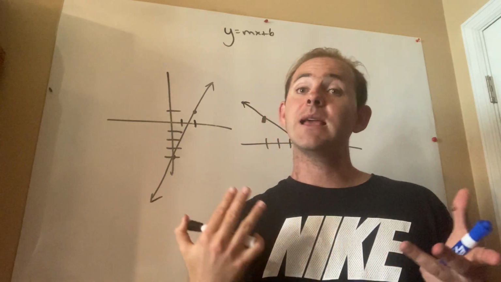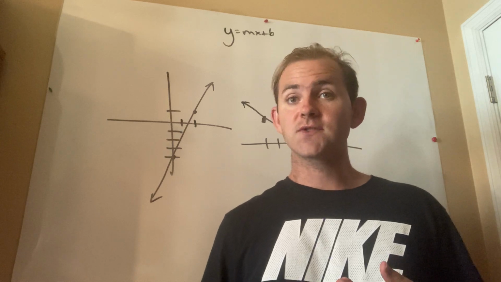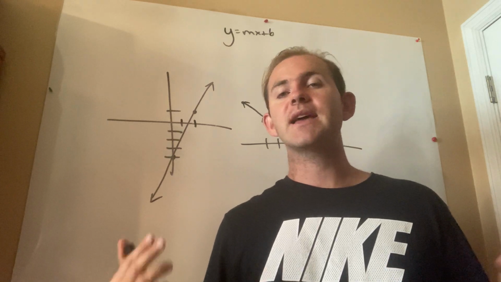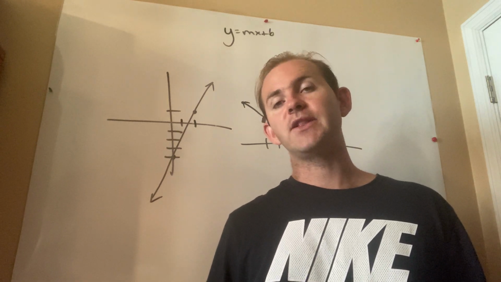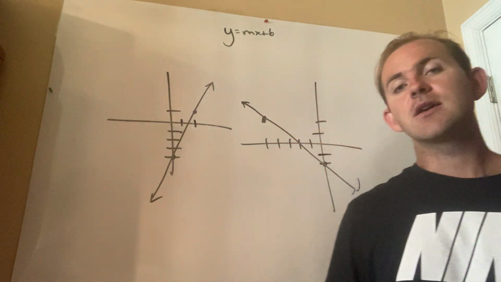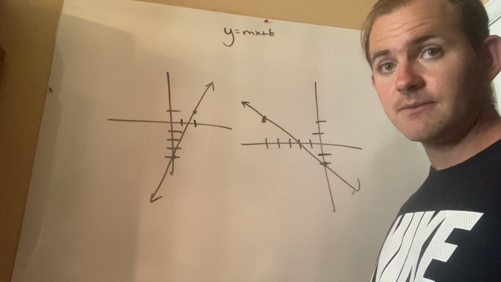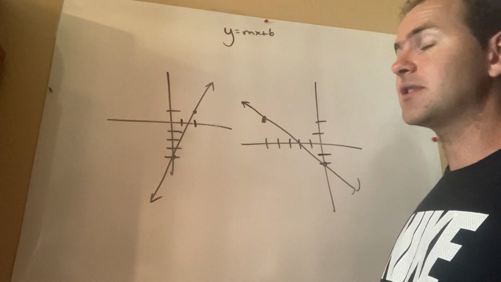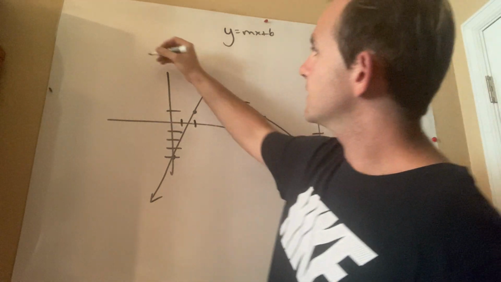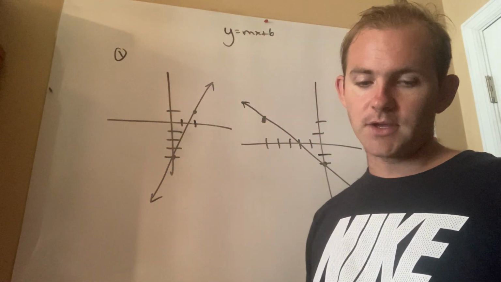Now, one thing that you may have to be prepared to do on the EOC in some form or another is you may have to be able to write the equation of a line given its graph. The easiest way to do that is to use the rise over run for slope and then to read the y-intercept off the graph. Let's take, for example, number 1, okay?